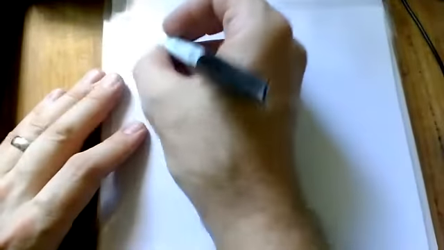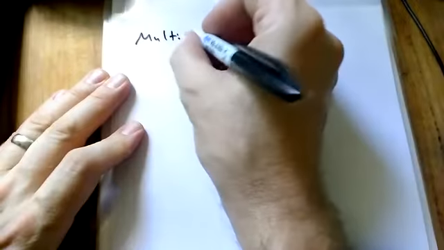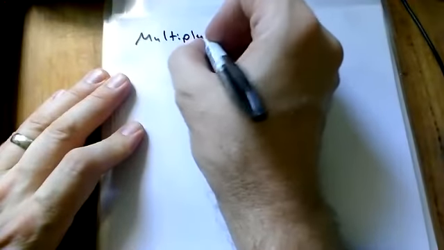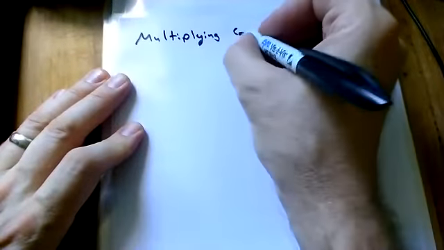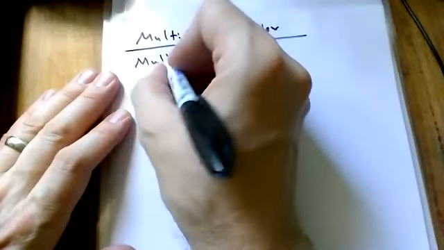Where things get interesting is when we start to multiply polynomials. And you're going to hear me make a bad joke here in probably just a few minutes. But if you're multiplying a polynomial, or if you're multiplying a complex number, you're just going to multiply like a polynomial.